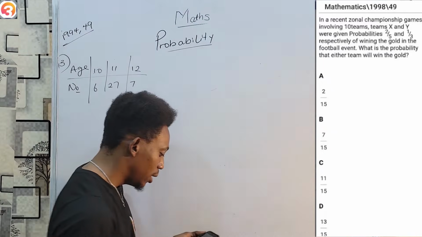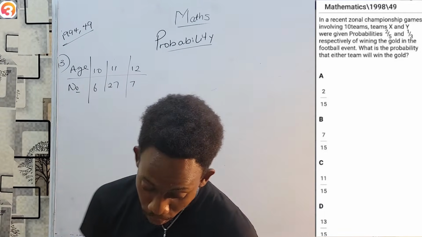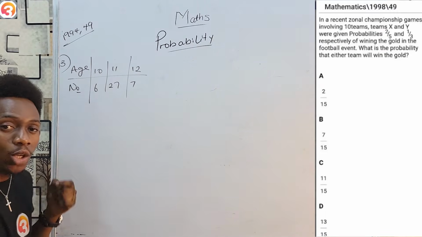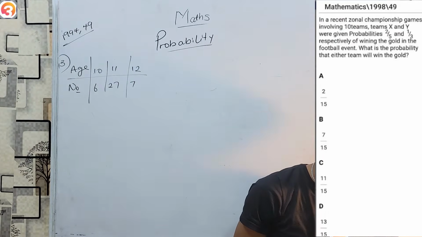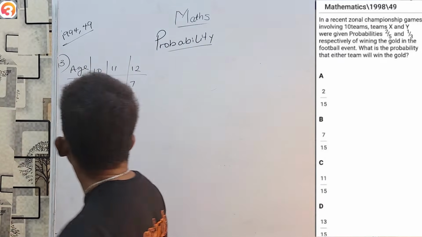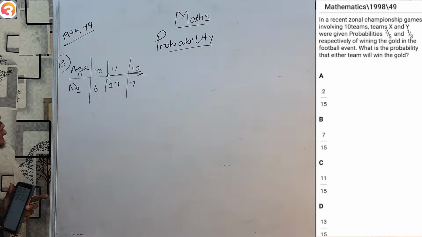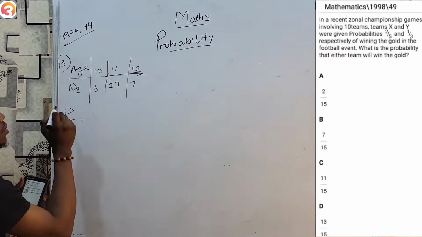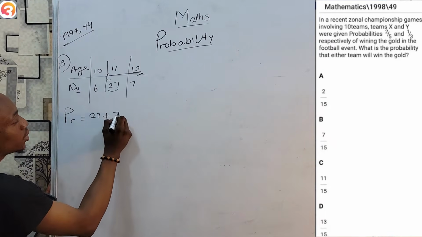What's the probability that a pupil chosen at random is at least 11 years old? Remember, at least means the smallest is 11, or can go above. If they tell you at most 11, that then means that the highest is 11, but you can go below. So following that logic, at least 11 means from this place forward. That means probability of picking somebody being at least 11 is, how many are 11? 27. Then 12 is 7.